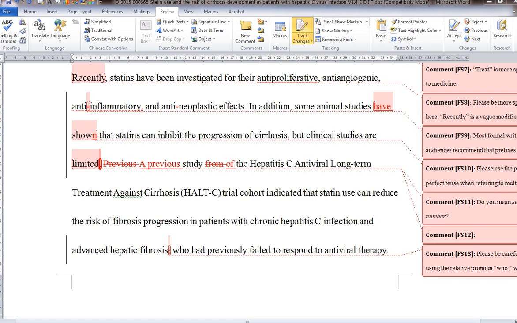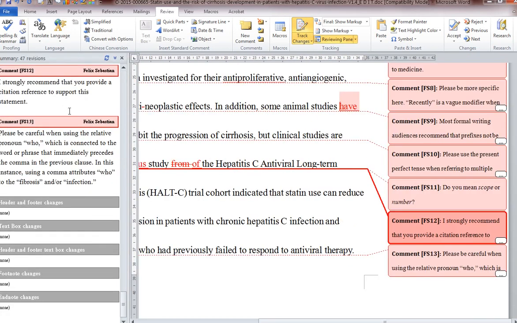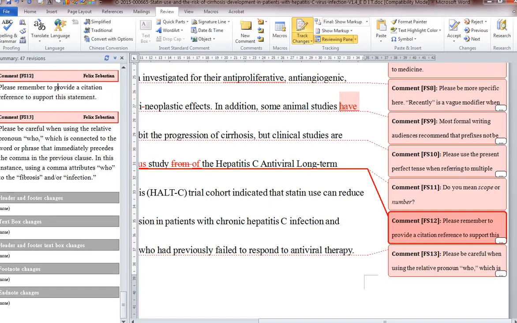Now, I have a standard comment I use. It's perhaps a bit strong, but I want the author to understand the gravity of the situation. I strongly recommend that you provide a citation reference to support this statement. I could reword this. Please remember to. Yeah, I think that's a little better. Makes the same point. Okay.